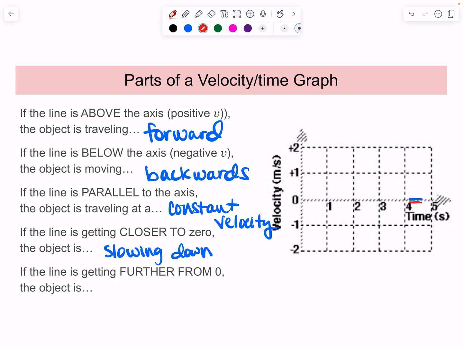And finally, if the line is getting further from 0, let's say it's starting at the origin and getting further from it, that means it's starting out at rest and then moving at 1 meter per second and then 2 meters per second. So that object is speeding up. And again, just like the last time, that could be above the axis or below the axis, because in this case, it would be increasing its speed just in the negative direction.